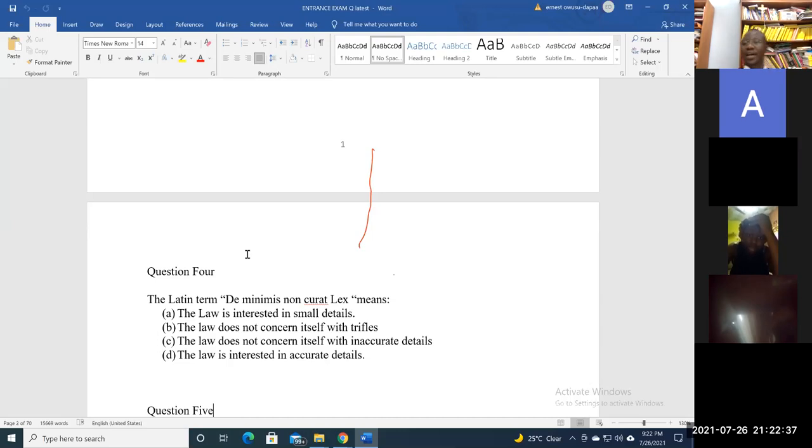Or if you were given nemo judex in causa sua, it simply means the rule against bias, or you shall not be a judge in your own cause. You shall not preside over a matter in respect of which you have an interest.